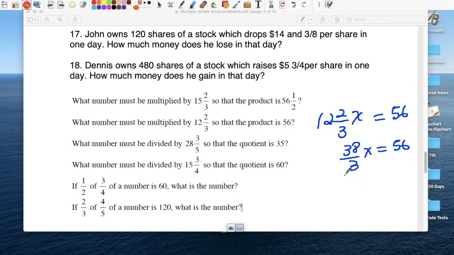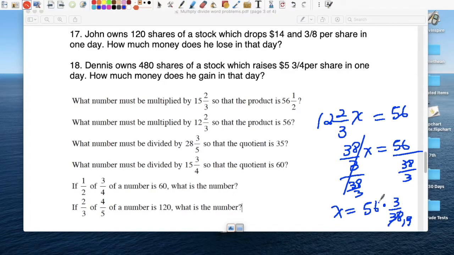We're going to divide both sides by 38 over 3. These two simplify to 1. And x is going to be 56. Let's change that to a multiplication problem. 3 over 38. And can we simplify here? Divide by 2, I guess, is the only thing. So that's 19, and this is 28. So we end up getting 84. Sorry, 84 over 19 is our number.